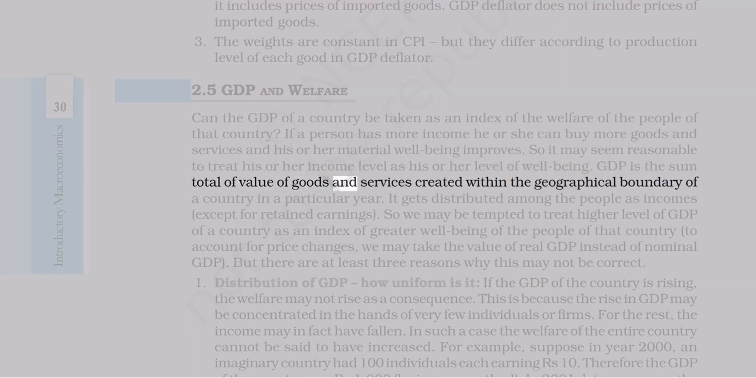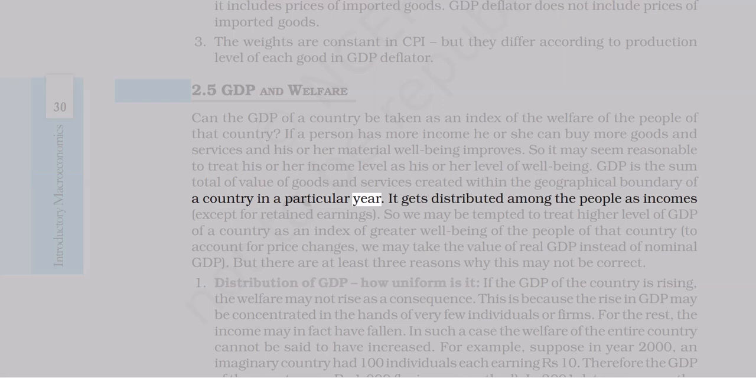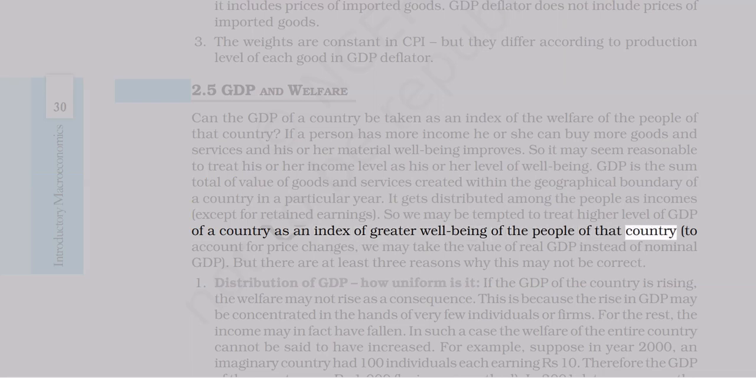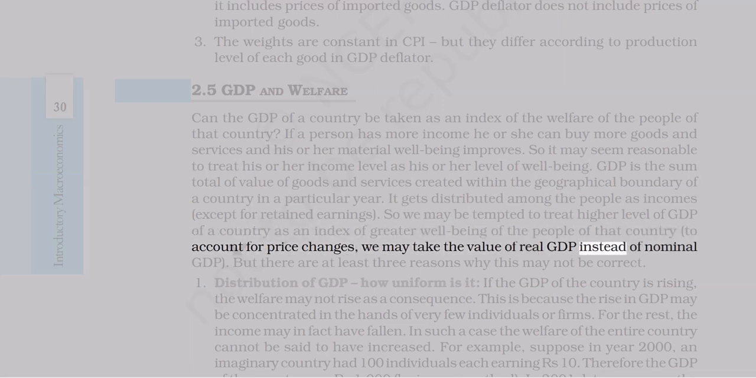GDP is the sum total of value of goods and services created within the geographical boundary of a country in a particular year. It gets distributed among the people as incomes, except for retained earnings. So we may be tempted to treat higher level of GDP of a country as an index of greater well-being of the people of that country. To account for price changes, we may take the value of real GDP instead of nominal GDP.